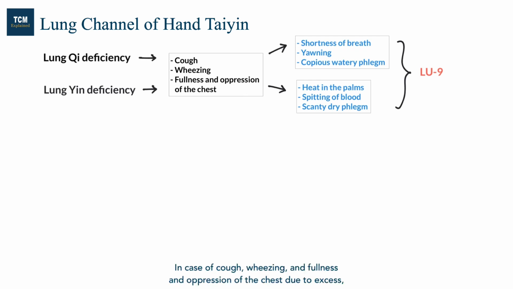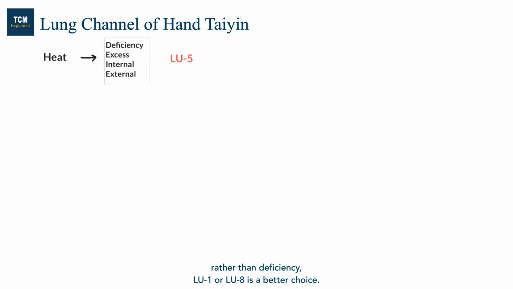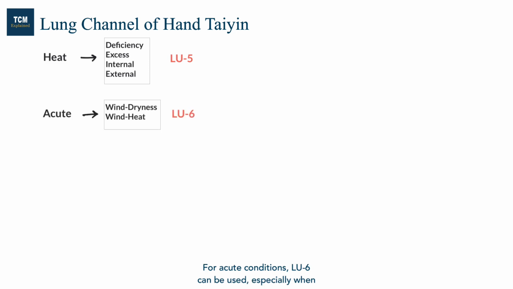In case of cough, wheezing, and fullness and oppression of the chest due to excess rather than deficiency, lung 1 or lung 8 is a better choice. Lung 5 can clear all kinds of heat from the lungs and descend the lung qi. Whether heat is caused by deficiency or excess, or internally or externally, lung 5 can be used. For acute conditions, lung 6 can be used, especially when there is bleeding due to wind dryness or wind heat.